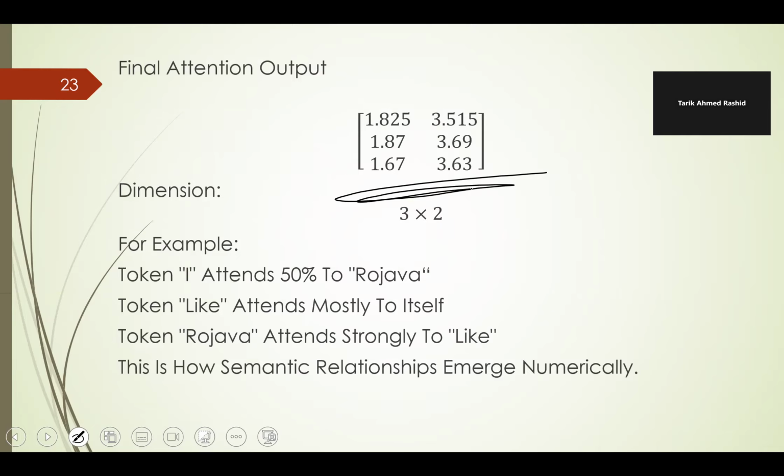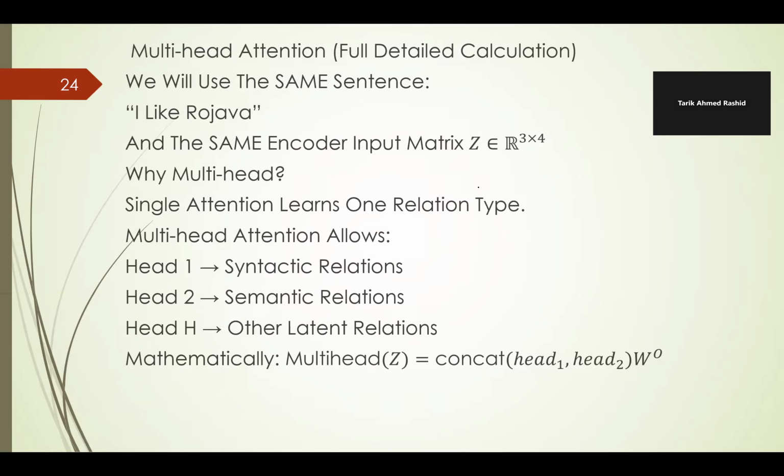And we said that I attends 50% to Rojava, like attends mostly to itself because it was 0.51, and 0.6-something was Rojava attends strongly to like. So that is all about this. What we understand from here is that we will use the same sentence, for example, I like Rojava, and the same encoder matrix 3 by 4.